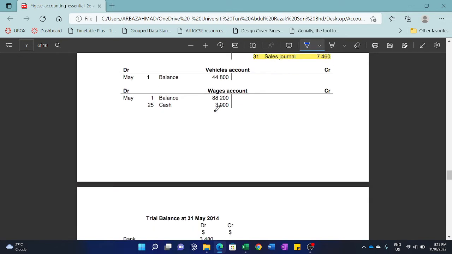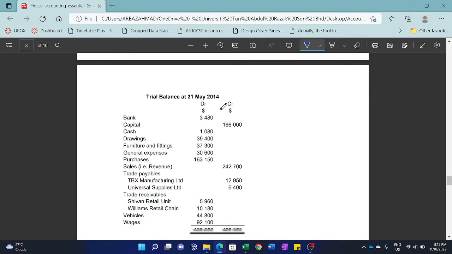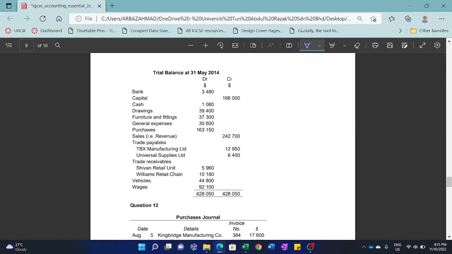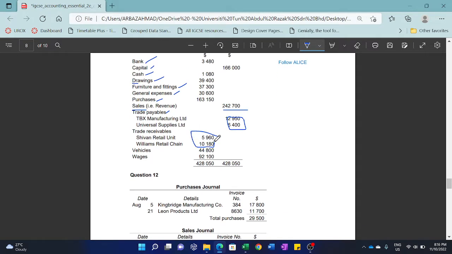After this you are supposed to prepare the trial balance. We have gone through the trial balance. For this you are supposed to follow LIEs. If you follow LIEs, you should be getting it right. This one is an asset, that's why debit. Credit, capital. Cash is debit. Drawings, I told you, starts with D, so remember debit, drawings. Expense, so debit. Purchase is an expense, debit. Sales is an income, credit. All of the trade payables, liability. All of the trade receivable, asset. Vehicle is an asset. Wages are an expense.